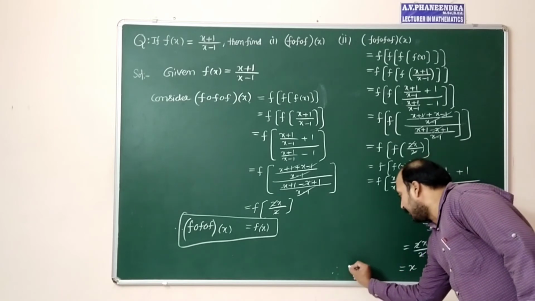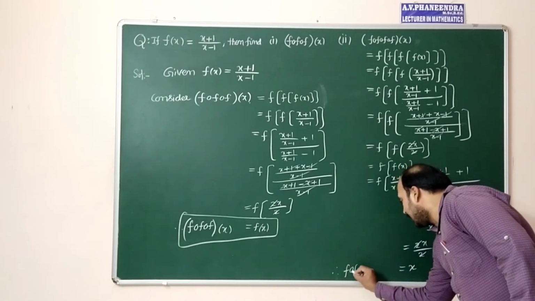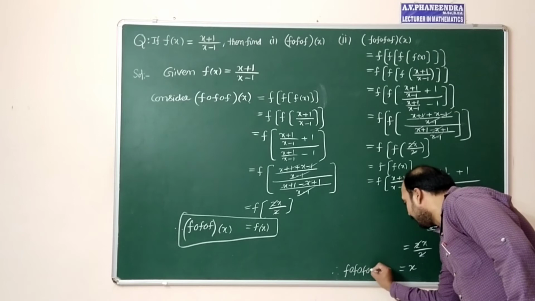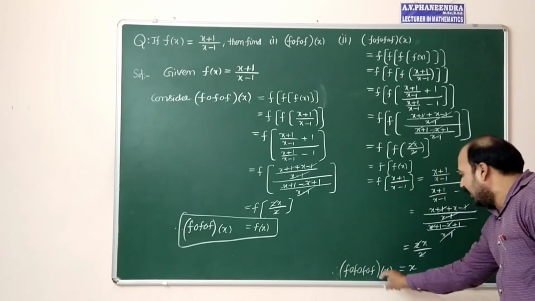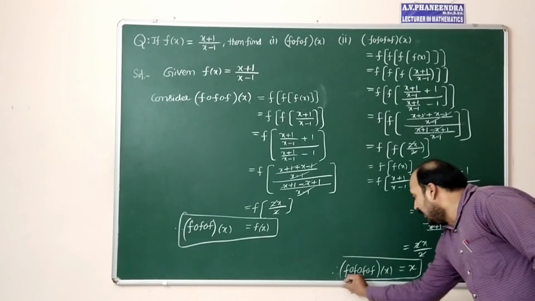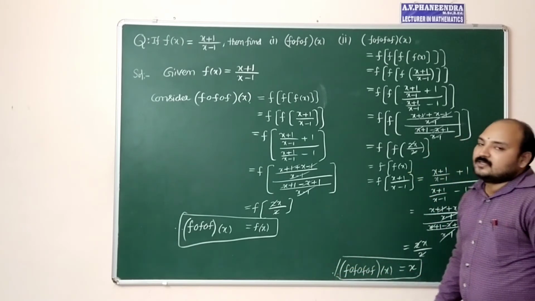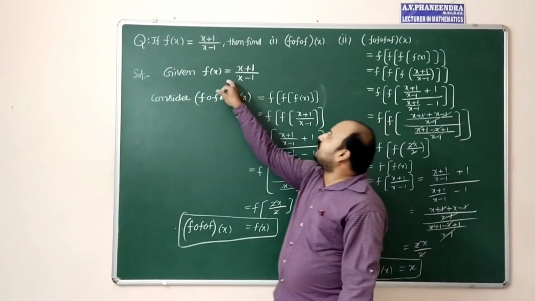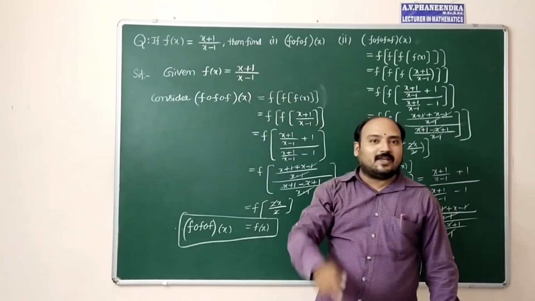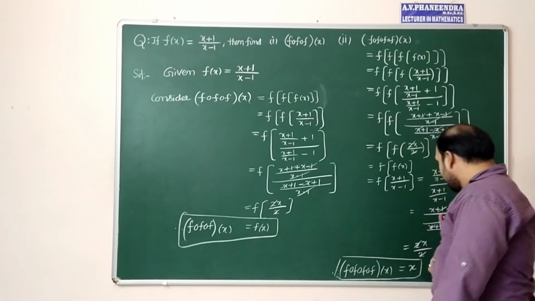Therefore, conclusion step, f circle f of x. Here the number of functions is 4, no? Even. Whenever the number of functions is even, you will get x. When the number of functions is odd, you will get f of x, when the function is in the form of x plus 1 by x minus 1 only. So, hence the result.